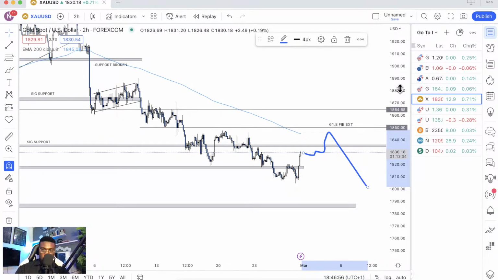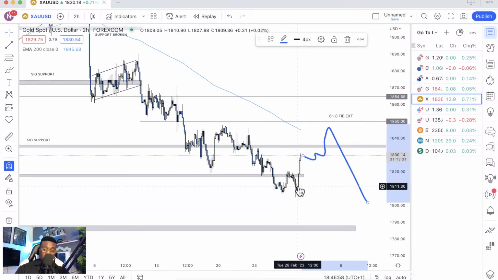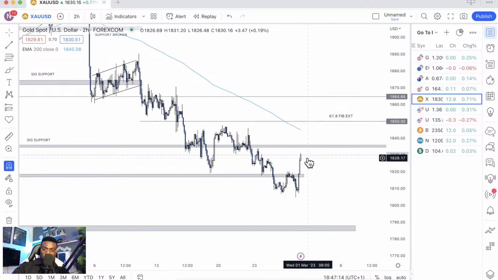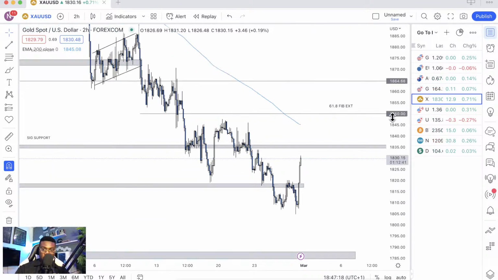So the impulsive move has already been done. We're going to start to see some consolidations. We're going to see some doji candlesticks form, but it's going to slowly just find its way up to these levels, and that's when you want to look for your opportunities, right? But if you already have trades, that's fine. You can always trail your stop loss.